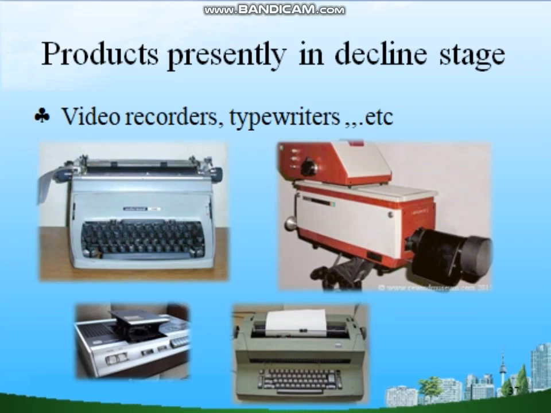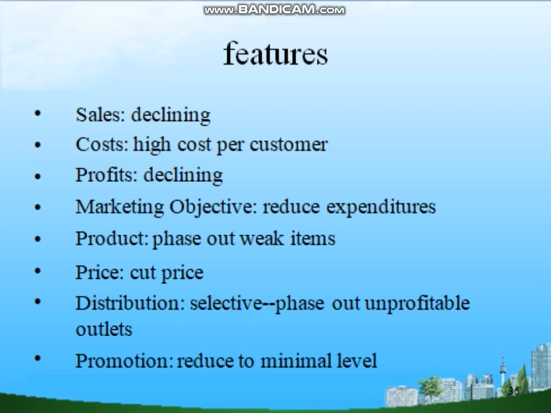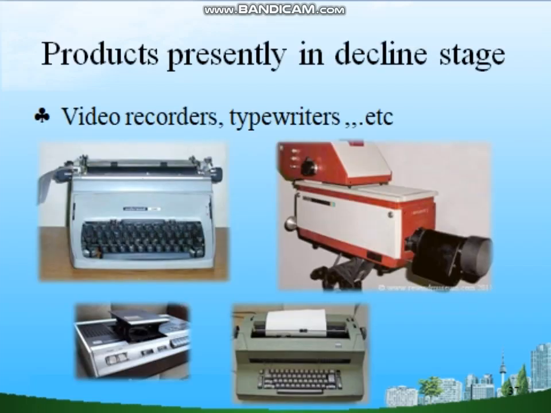So these are the different features of the decline stage. In the decline stage the sales begin to fall. The customers will be moving to another product, and the company will decide to withdraw their product from the market. If needed, they can reduce the cost and also reduce their spending. And these were the features of the decline stage. Some examples of products in the decline stage include carbon papers, television sets, telegrams, typewriters, fountain pens, etc.